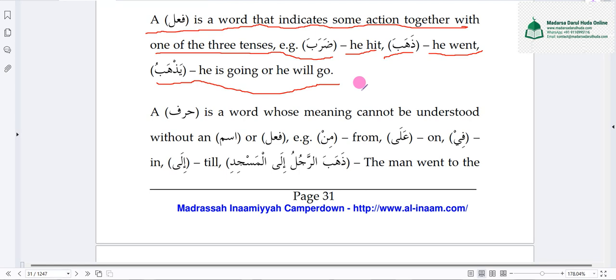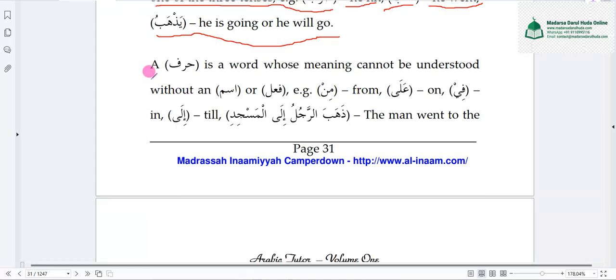For example, when I am saying zaraba, he hit, the translation itself explains that the hitting action occurred in the past. When I am saying yazhabu, the translation still explains explicitly that he is going now in the present or he will go in the future. All these translations have tenses which tell us about the time in which that action occurred.